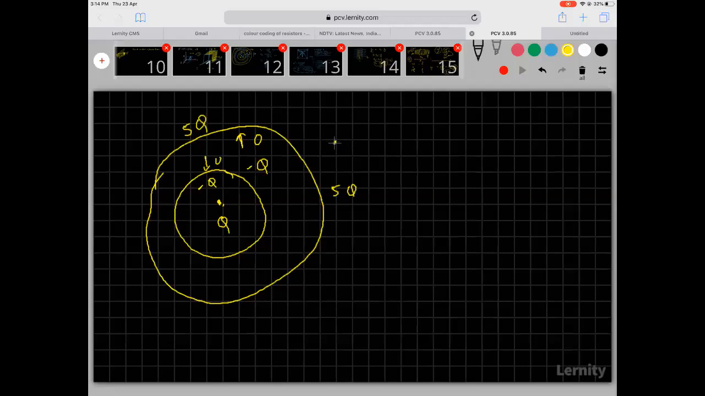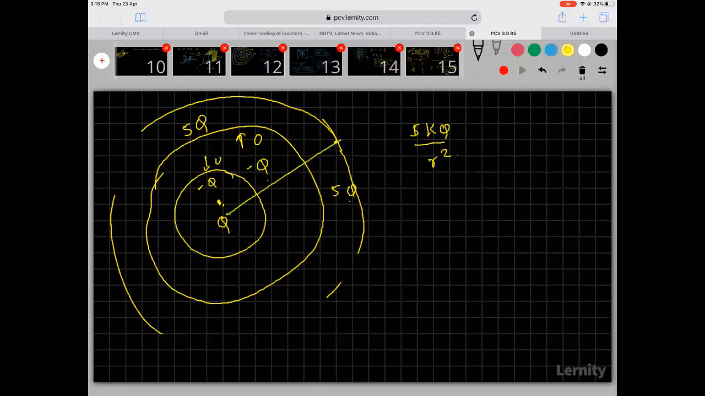Now, if I ask you what is the electric field here, to find out the electric field here, you just draw one Gaussian surface and find out what is the total charge inside. The total charge inside is 5Q minus Q, Q. Total is 5Q. So the electric field is 5kQ by R squared. And what is R? R is this distance from here to here. Now I can ask you what is the electric field here. So the electric field here will be KQ. Q is 0, so 0.